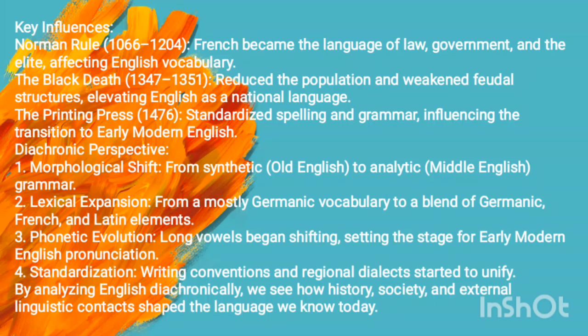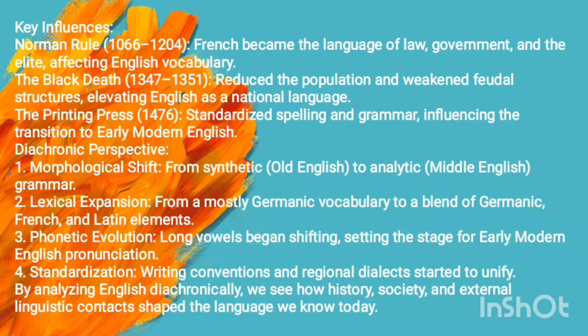to Early Modern English, which starts from 1500 to 1700. By analyzing English in the Middle Ages diachronically, we see how language evolved due to historical events, social structure, and linguistic context. Old English was highly influenced by Germanic languages, Vikings, and Latin. Middle English simplified grammar, expanded vocabulary, and set the stage for Modern English.